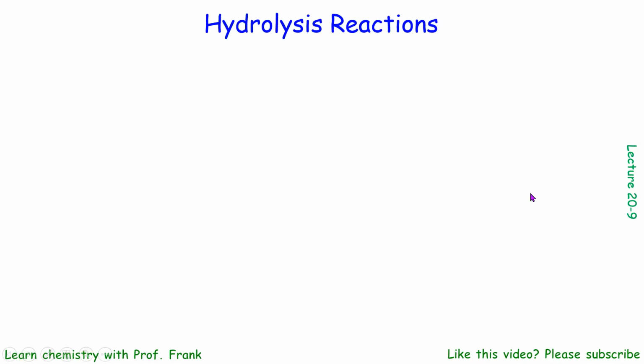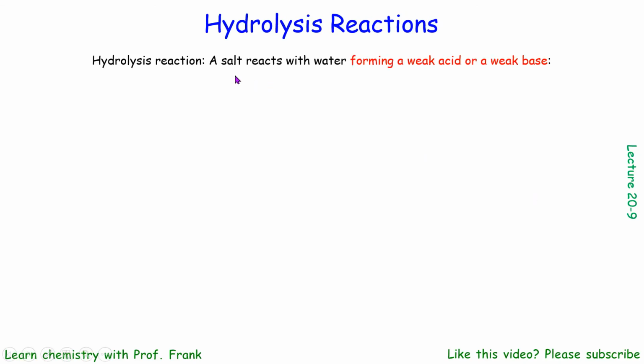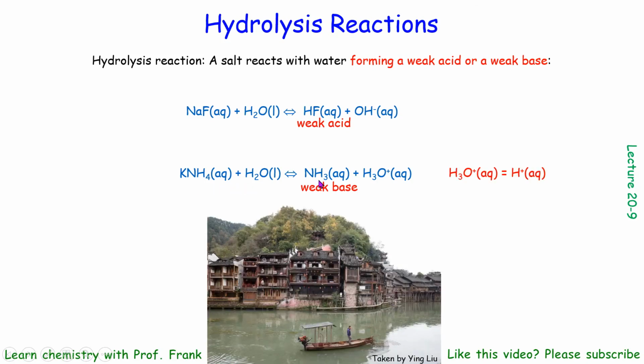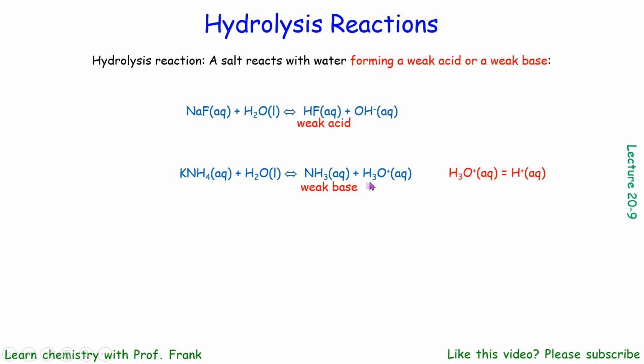Hydrolysis reactions. So that typically is a salt reacting with water, forming either a weak acid or a weak base. For example, sodium fluoride reacting with water, forming hydrofluoric acid, which is a weak acid, and hydroxide. Potassium ammonium reacting with water, forming ammonia, a weak base, and hydronium ion. Hydronium ion is the same as hydrogen ion.